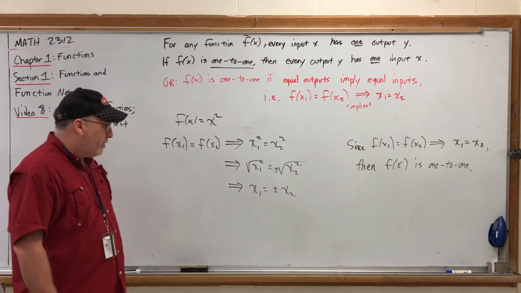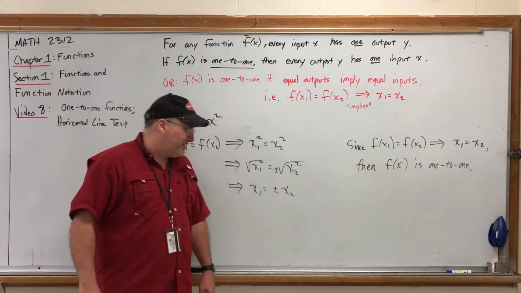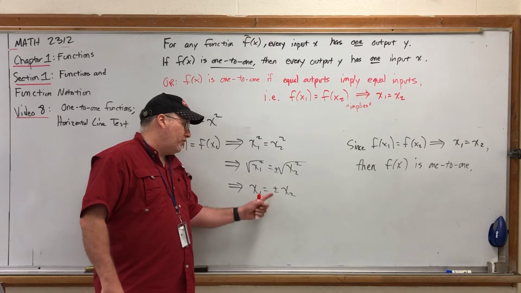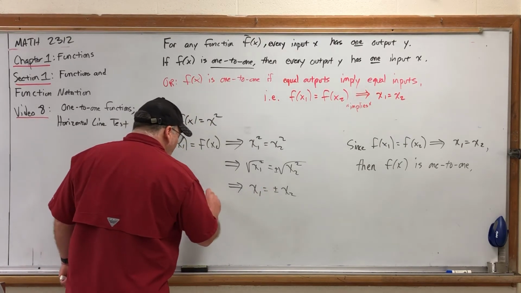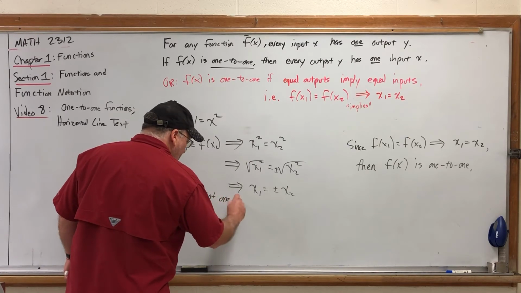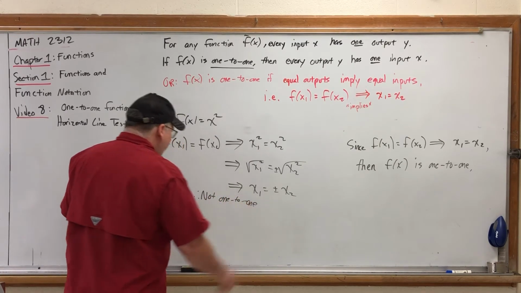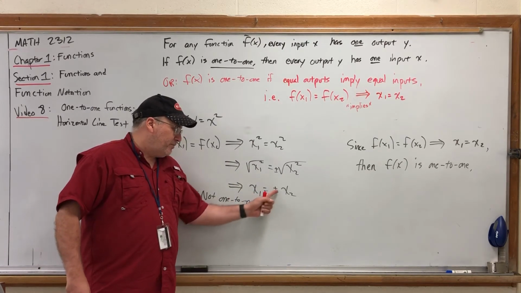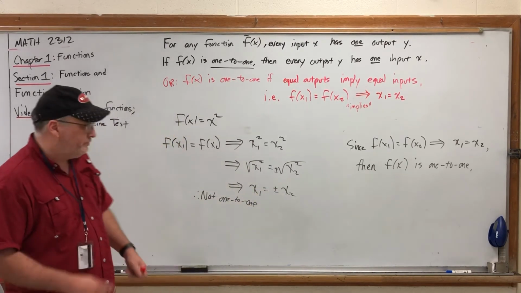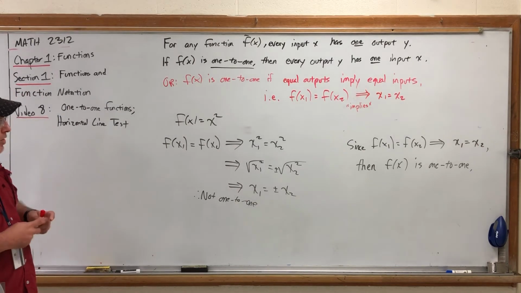We want x1 and x2 to be the same, not have an option of either being the same or opposites. So we can conclude not 1 to 1 here, because setting equal outputs did not guarantee equal inputs. It said either the inputs are the same or they're opposite. So that's why that was not 1 to 1.